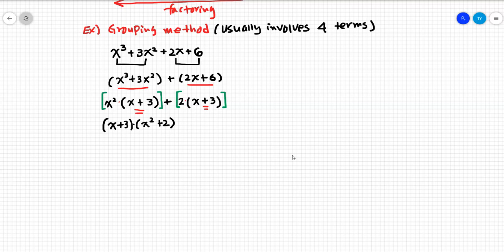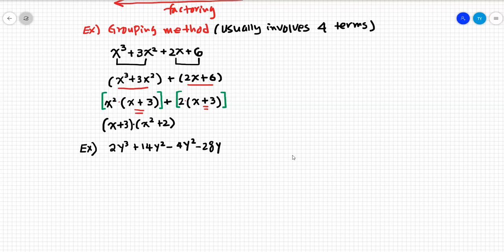So before we move on, I want to try another one. This one involves both the common factor and the grouping method. So I'm just going to give you guys this. I have 2y cubed plus 14y squared minus 4y squared, okay, and minus 28y.